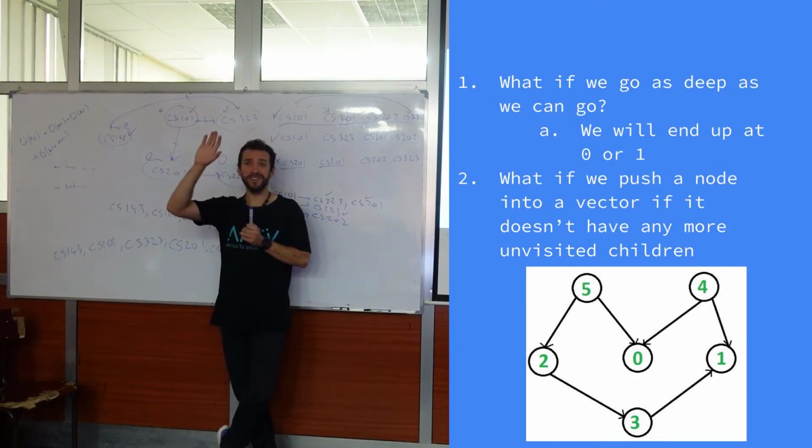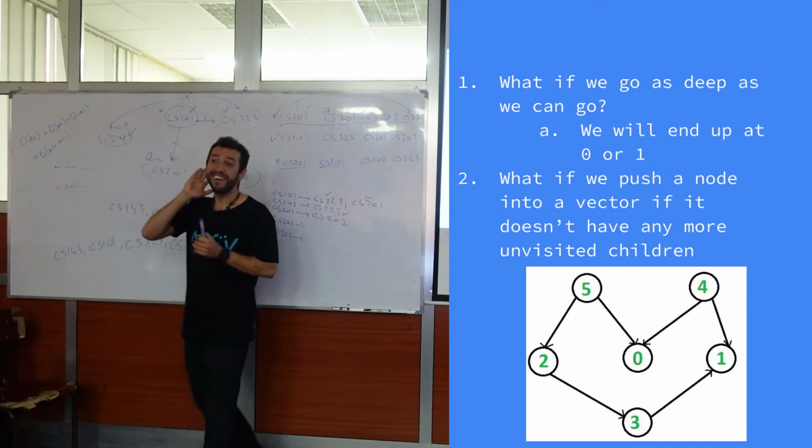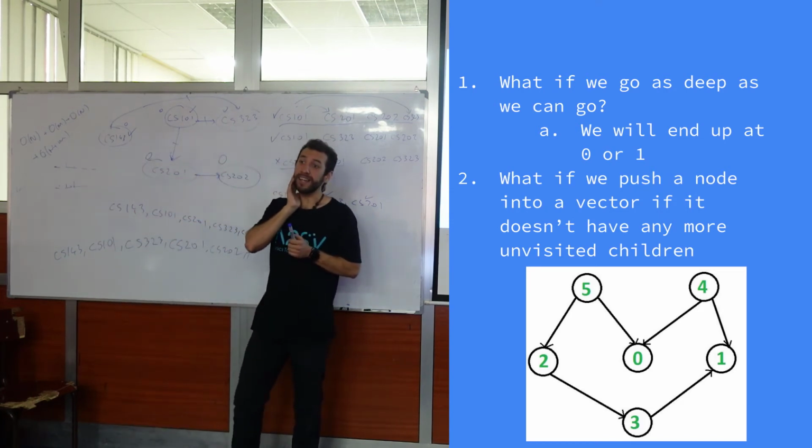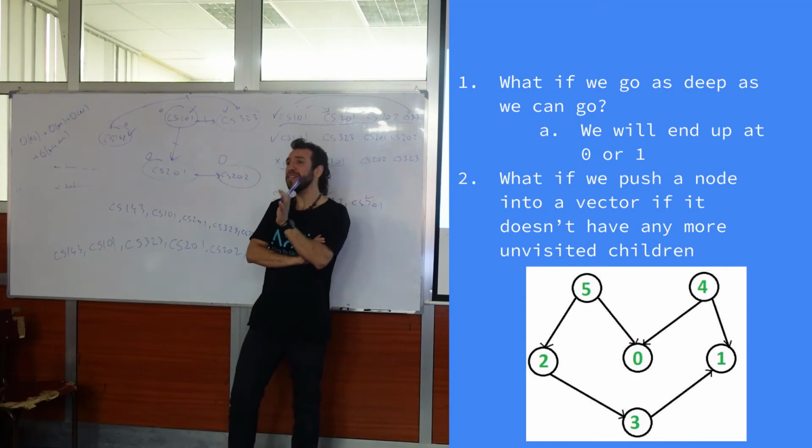Let's say we have 5 years in our department. You could go as deep as the 5th year course. Yes, and which courses are we going to end up at? The last one, at the 5th year. 5th year courses, right? So is everybody clear with this part?